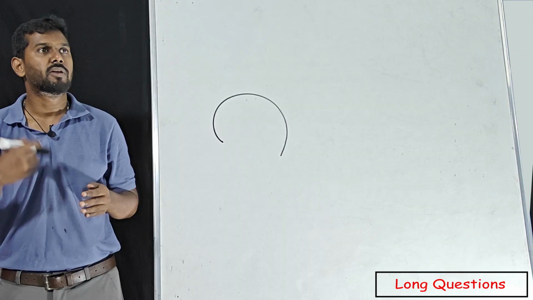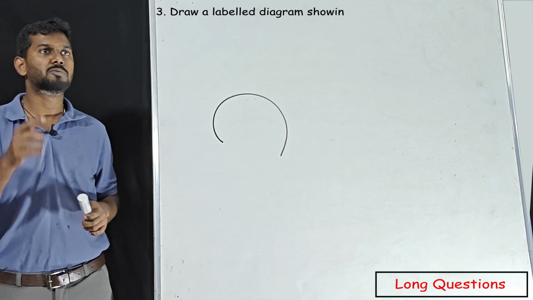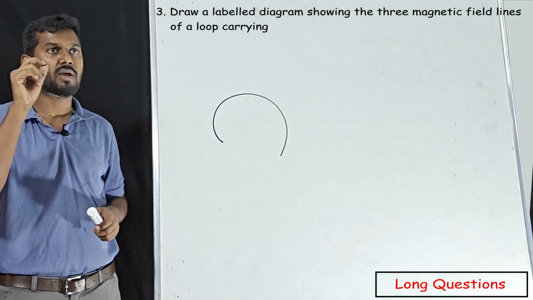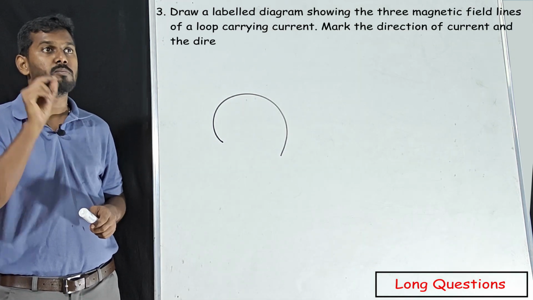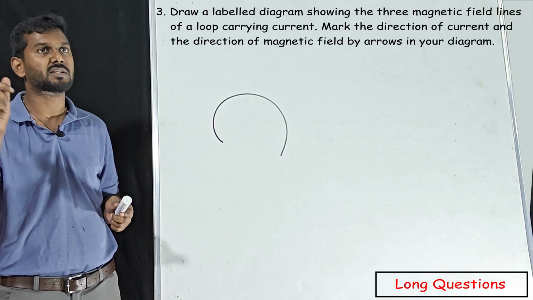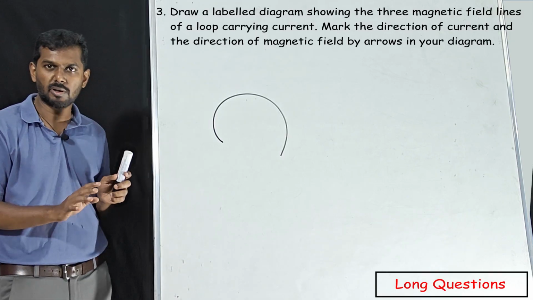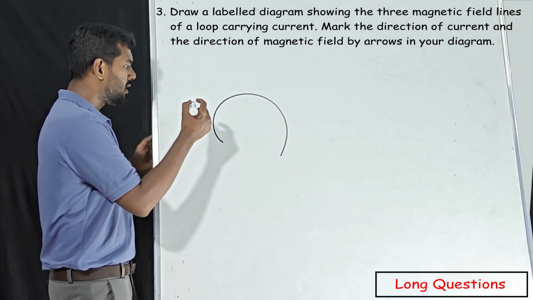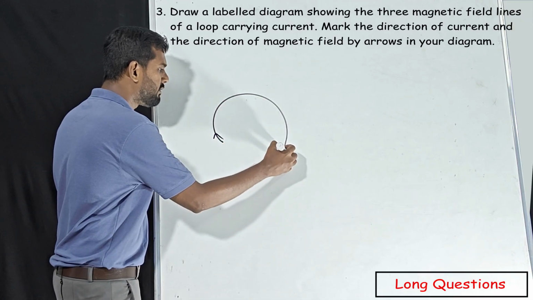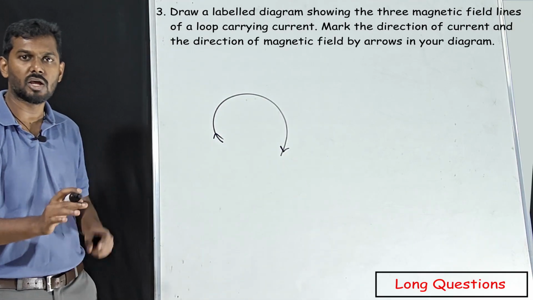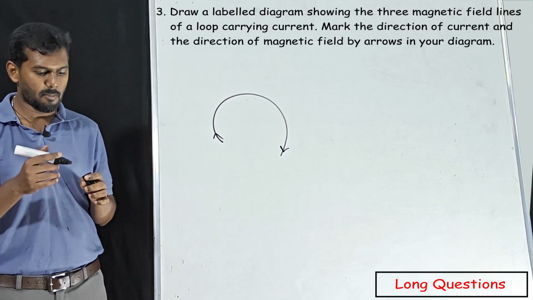That's it. Our next question: draw a labelled diagram showing the three magnetic field lines of a loop carrying current. Mark the direction of current and the direction of magnetic field by arrows in your diagram. So this is also a very simple question. Listen, first write the direction of current. This will give us a hint to write the direction of magnetic field.